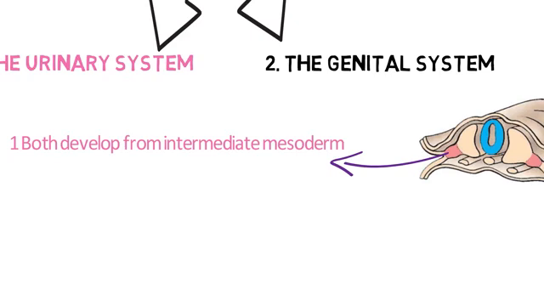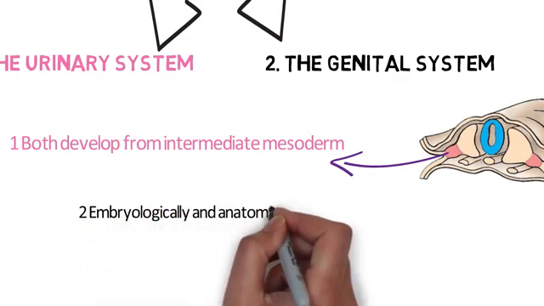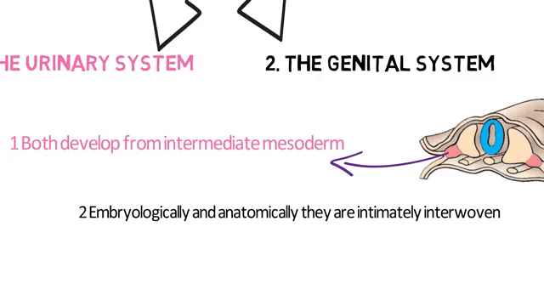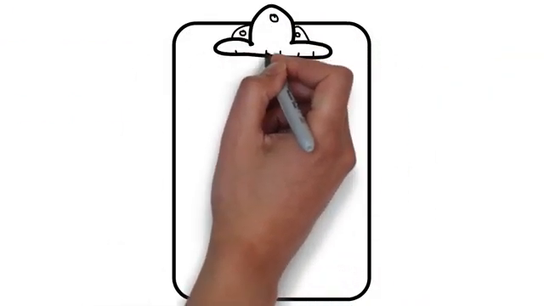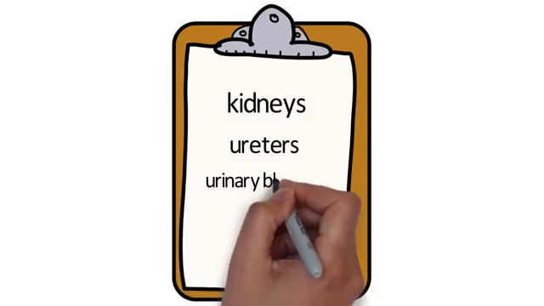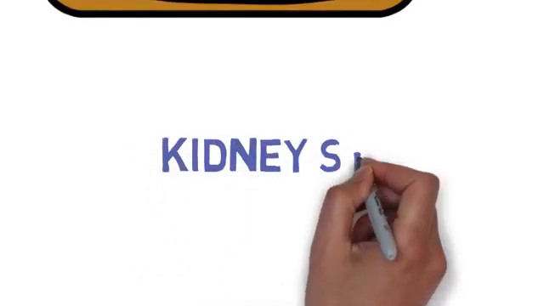The reason number two for which these two systems are described together is that they are embryologically and anatomically intimately interwoven. They are very closely interwoven. In the development of the urogenital system, we shall describe the development of the kidneys, the ureter, the urinary bladder, and the urethra.